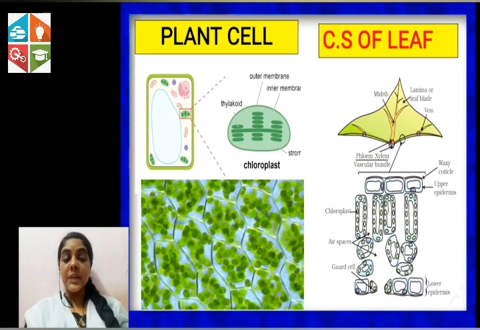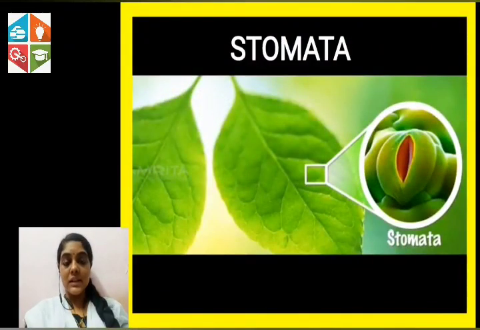In the plant cell, you can see a green dot-like structure. These are the chloroplasts. Chloroplasts are the cell organelles which contain the chlorophyll pigment. The next important structure which helps in the process of photosynthesis is the stomata.